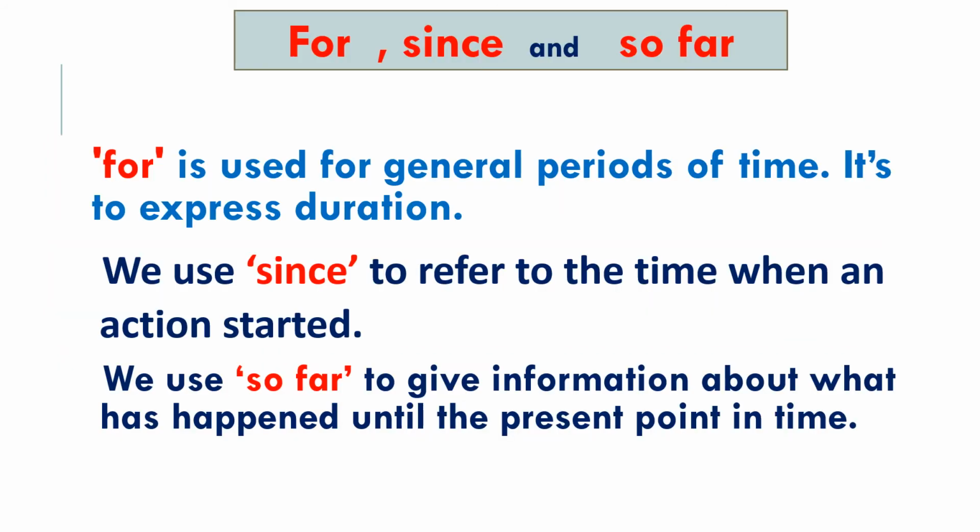We use for, since, and so far with the present perfect. For is used for general periods of time. It's to express duration. تمثل فترة زمنية. We use since to refer to the time when an action started. نستخدمها عندما يبدأ الفعل. سنأخذ أمثلة إن شاء الله على ذلك. We use so far to give information about what has happened until the present point in time.